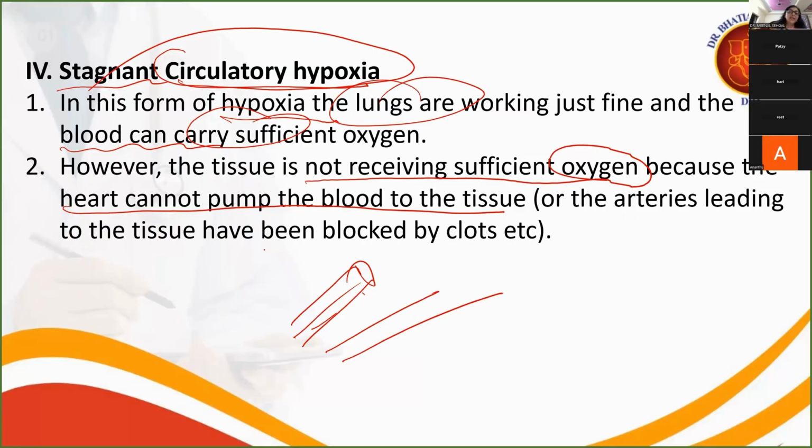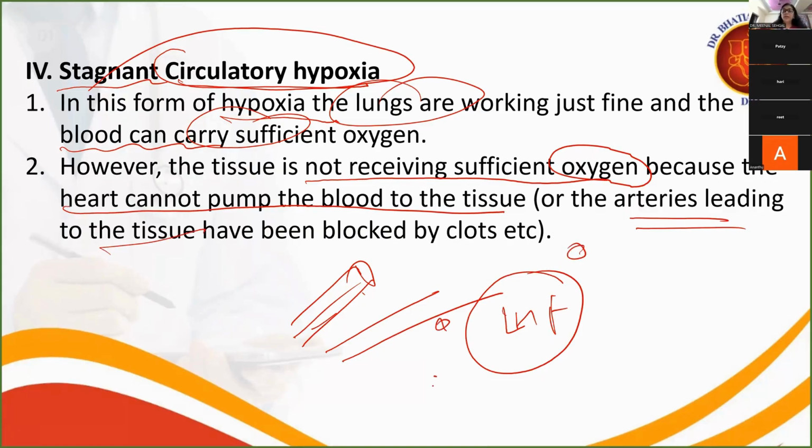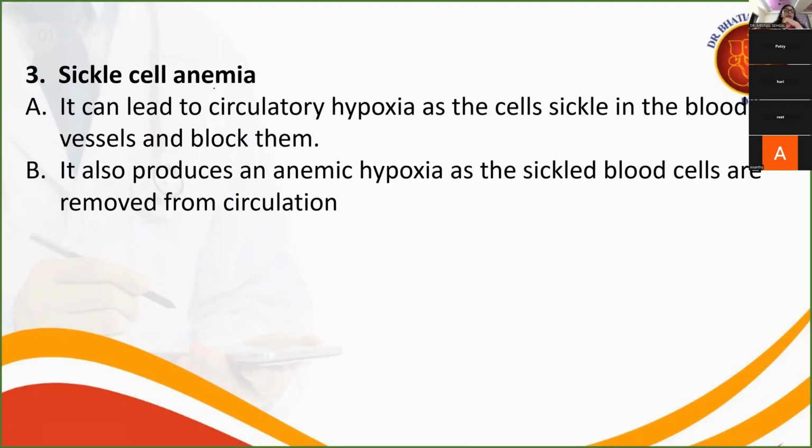The heart is failing. So conditions like CHF, where the myocardium is not pumping out enough blood to the tissues. So the arteries carrying the blood get blocked. There is ischemia and the blood flow itself is not happening. So that is either a stagnant hypoxia or a circulatory hypoxia.